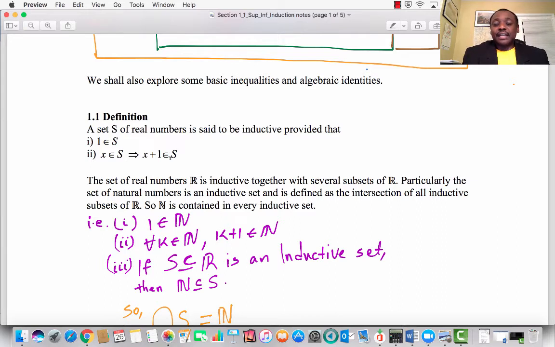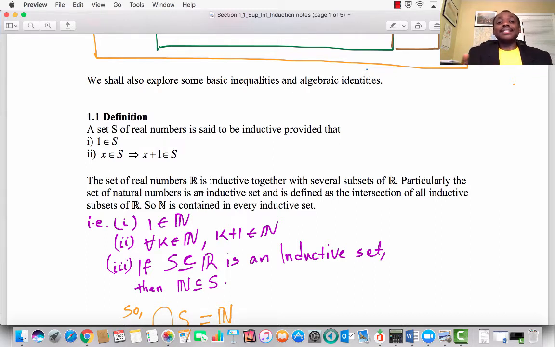Another inductive set is the parent of all the subsets we just mentioned, and that is R. The set of real numbers is actually inductive also. Now, as I mentioned, the set of natural numbers is not just any ordinary inductive set. It is a particular inductive set.